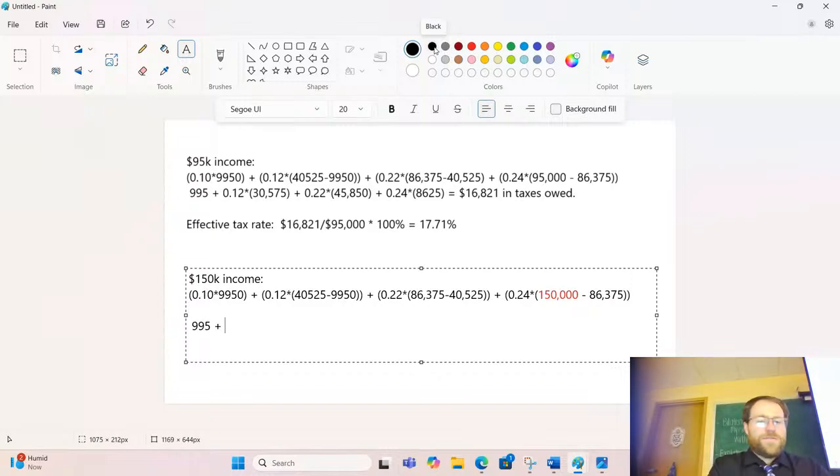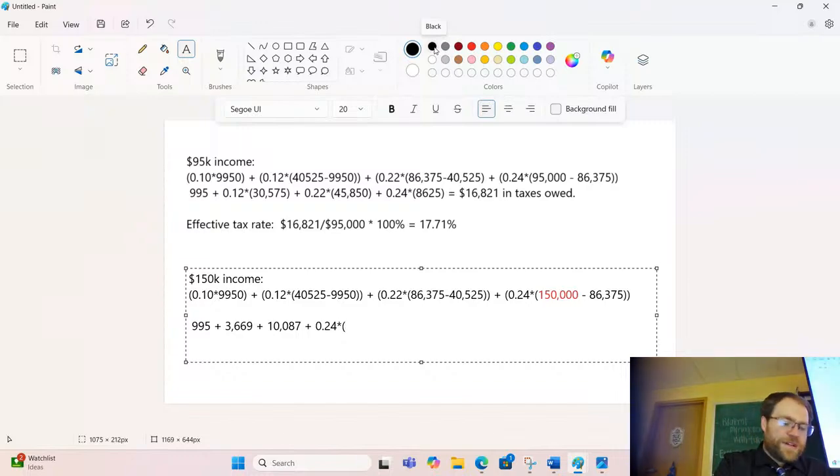So 995 for the first one, plus 3,669 for the second term, $10,087 for the third term, and then plus 0.24 times 150,000 minus 86,375, or 0.24 times 63,625.